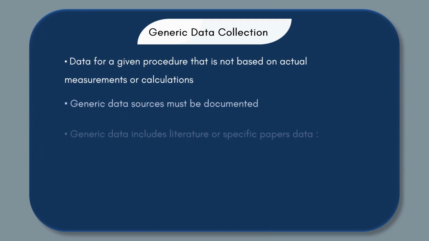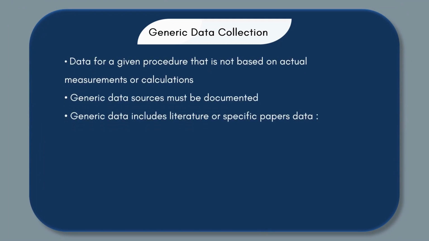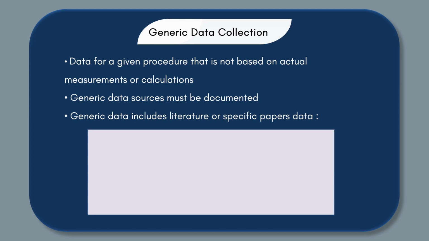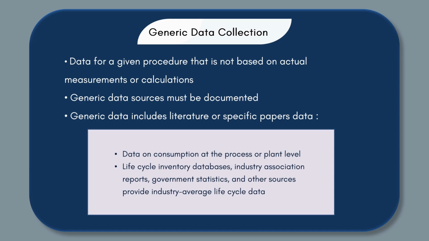Generic data collection is data for a given procedure that is not based on actual measurements or calculations. Generic data sources must be documented. Generic data also includes literature or specific papers. Data includes data on consumption at the process or plant level and also life cycle inventory databases, industry association reports, government statistics, and other sources that provide industry average life cycle data.